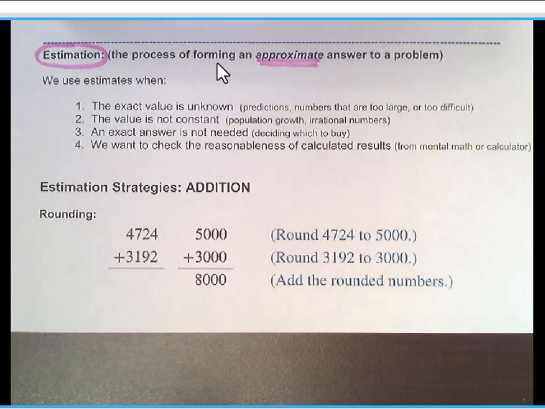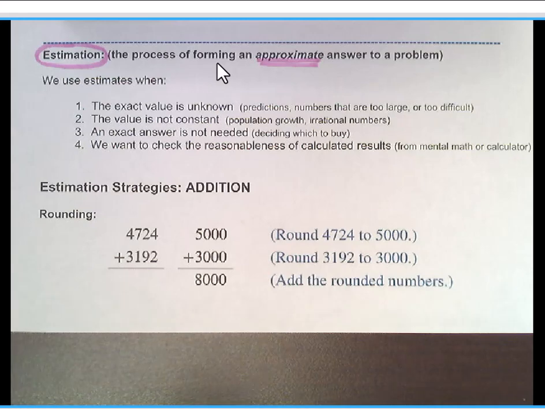Maybe if the exact value is not known, maybe you're predicting how many people are going to show up for a party or something like that. The value is not constant. We would just estimate like population growth. Irrational numbers we'll talk about later in the course. Sometimes an exact answer is just not needed. Like if you're just trying to figure out which item to buy, you don't need to know down to the penny necessarily which item to buy.